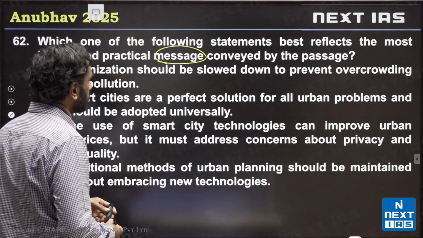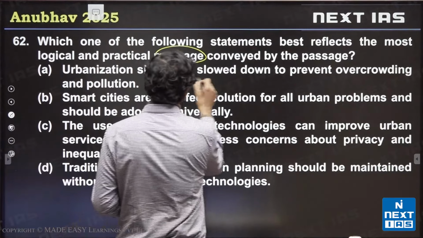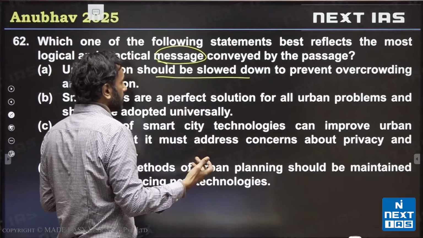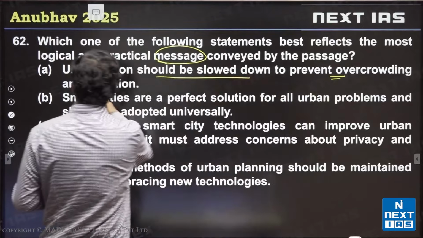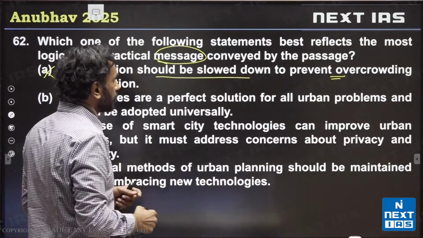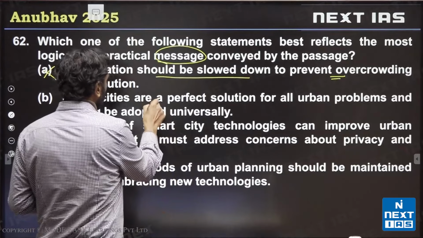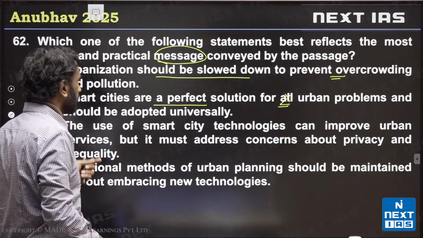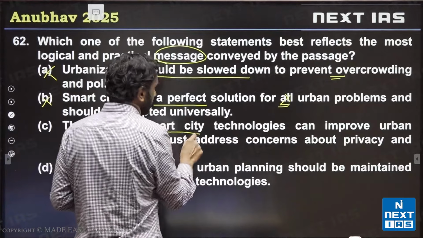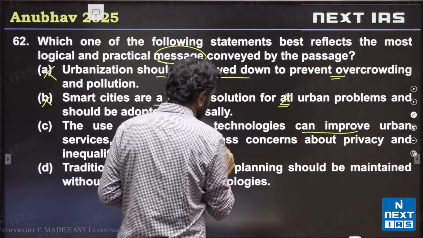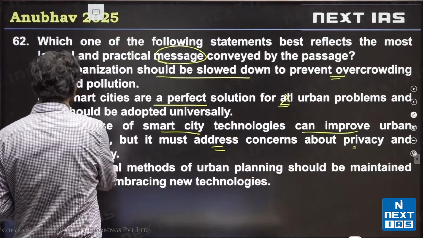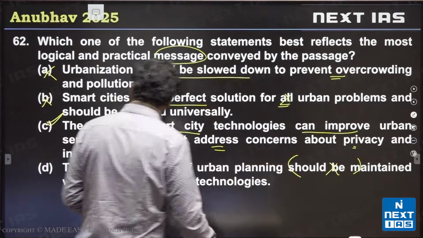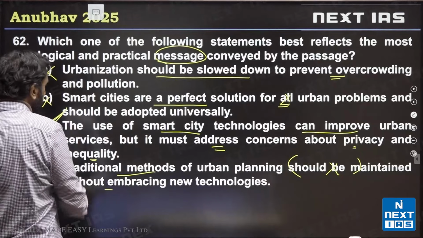A says urbanization should be slowed down to prevent overcrowding. Maybe we can say urbanization is discussed in a negative way. So the author does not want as much urbanization, but should be slowed down to prevent overcrowding is not the main message. So A is invalid. B: Smart cities are a perfect solution for all urban problems and should be adopted. A perfect solution for all urban problems is invalid. C: The use of smart city technologies can improve urban services, but it must address concerns about privacy and inequality. So smart cities are a potential solution according to the passage, if it addresses privacy and equality concerns. So C is the right answer. D says traditional methods should be maintained without embracing new technologies. This is nowhere discussed. C is the only possible answer.